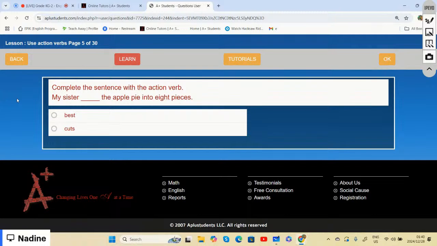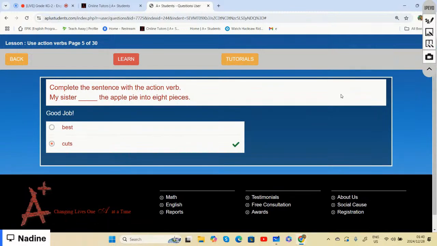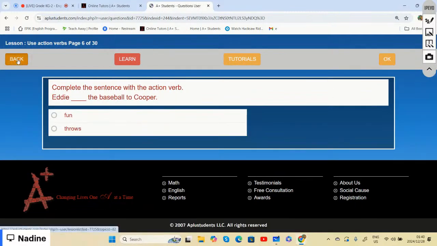All right, and if you were to choose the correct option, then yes, we will say, my sister cuts, well done, the apple pie into eight pieces. Well done.